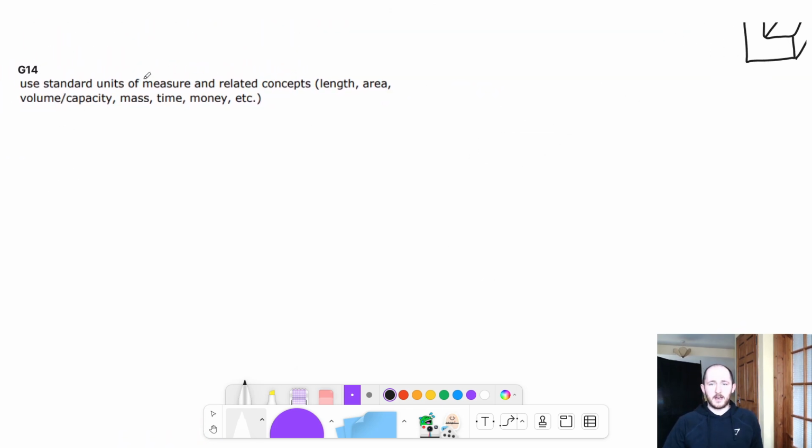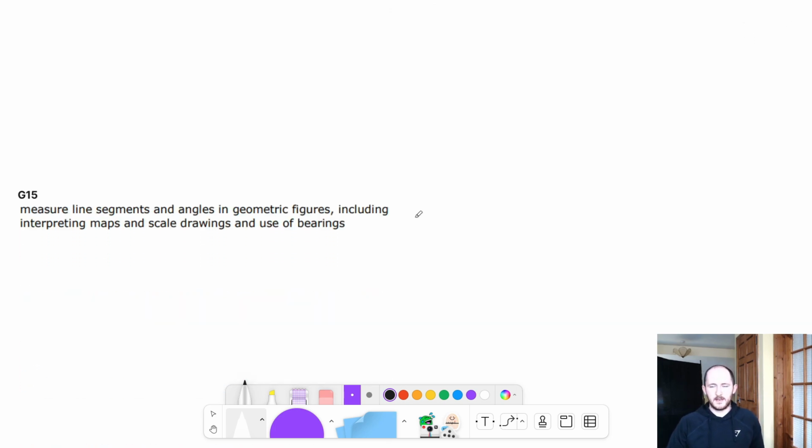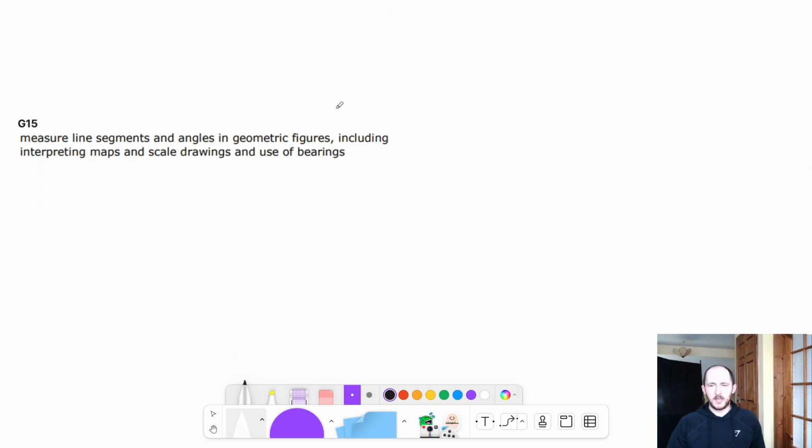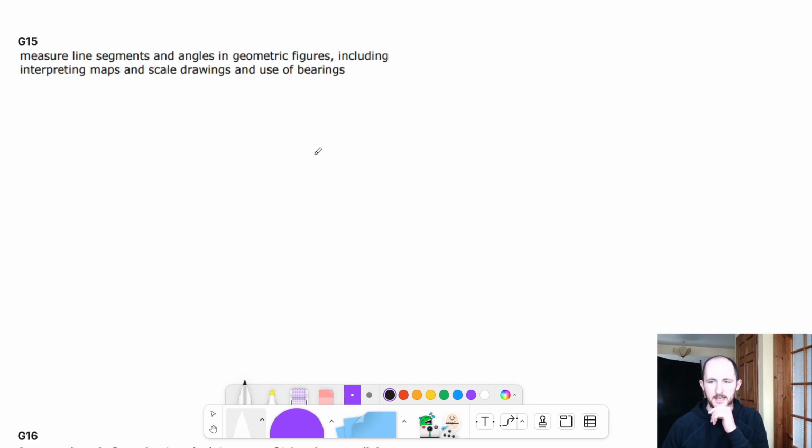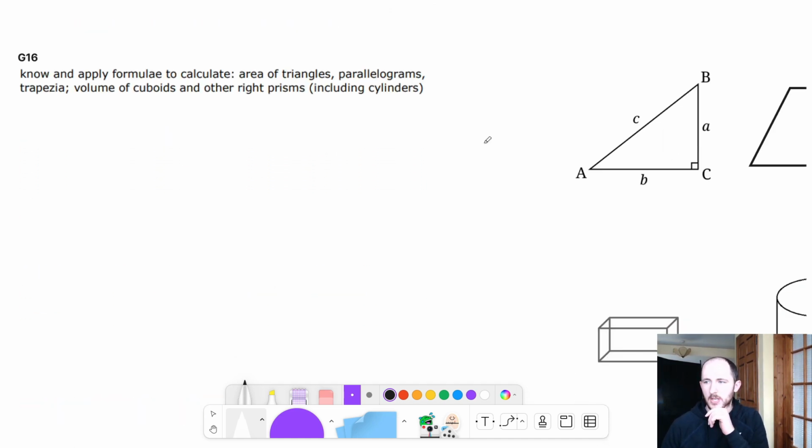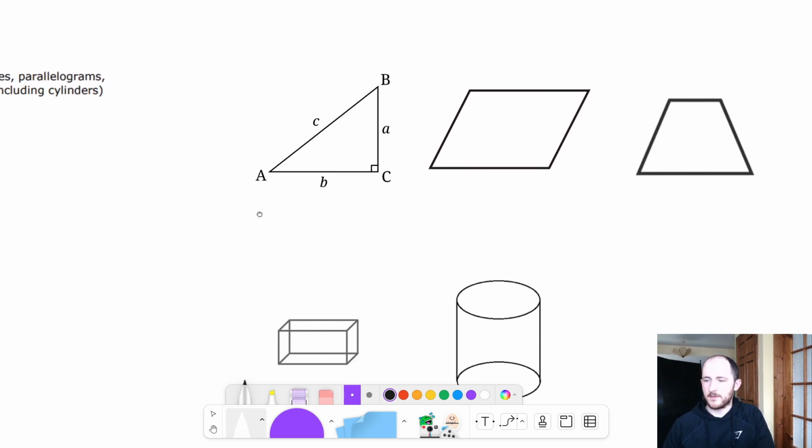We've done the units of measure and related concepts, so length, area, and volume, at the beginning of this topic, so go back to that section if you need me to go through what units you need to use. You also need to be able to measure line segments and angles, so basically you need to be able to use rulers and protractors accurately and properly. You need to be able to calculate the areas of a bunch of shapes.